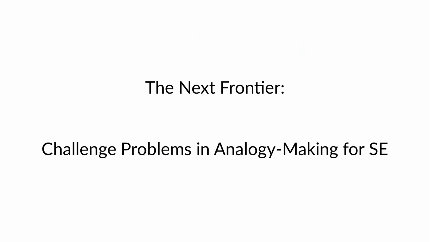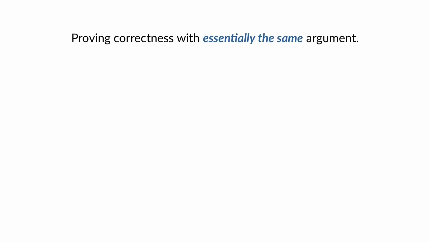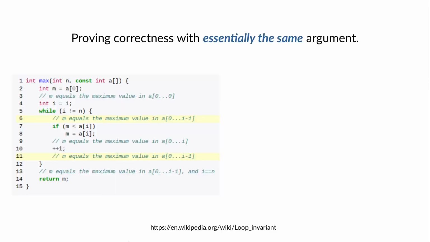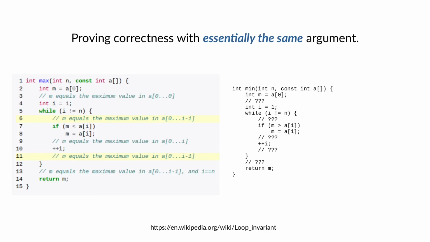Now that we've discussed what the current implementation of Sifter can do, let's look at a few challenge problems in this area of analogy making. Suppose you prove that this function, which computes the max of a list, is correct. Let's suppose you're given a different function, which is essentially the same as this, except for some slight differences. For example, this function on the right computes the min of a list. An effective analogy maker should be able to essentially lift the proof from the max function to construct a corresponding proof that the analogous min function is correct as well.